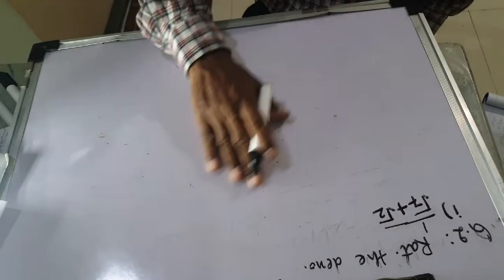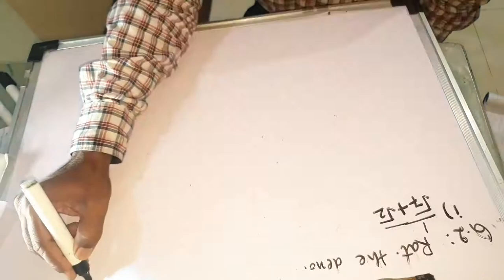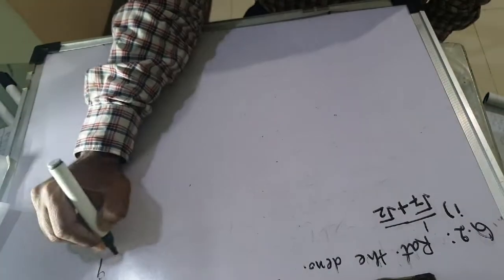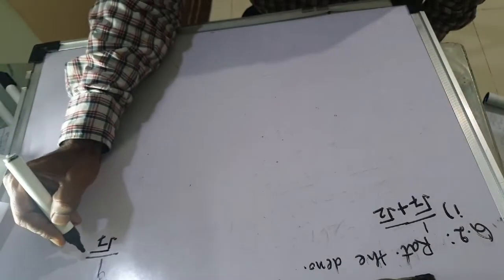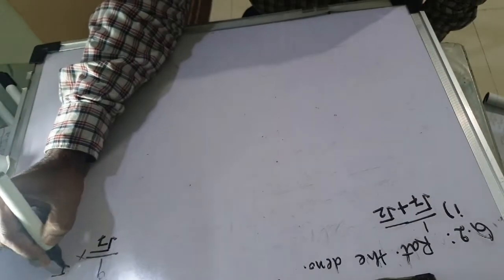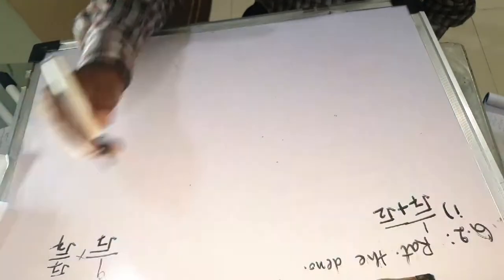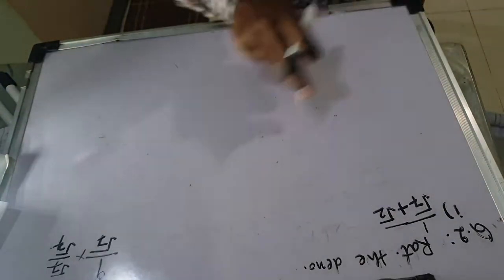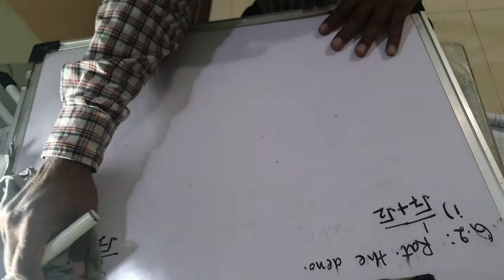In the earlier question in exercise 2.3, what was it? It was only, suppose, like this, 9 upon root 7. So what we did was multiply and divide by root 7. So here in the denominator there are two numbers. Earlier it was only a single number. Now how to do this?